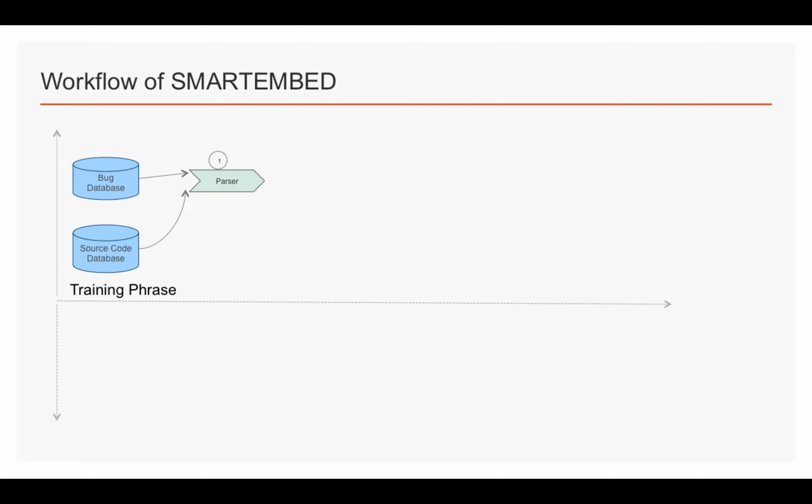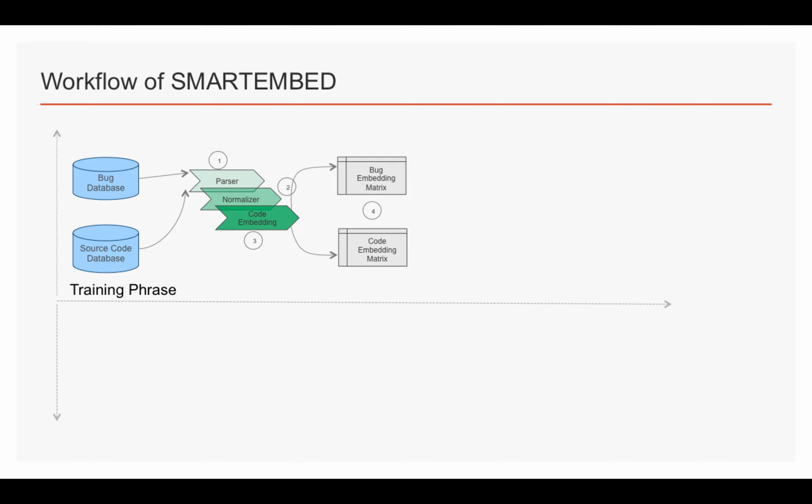By going through a parser, a normalizer, and a code embedding model, all the source code will be embedded into a code embedding matrix, and in the meanwhile, all the bug statements we collected will be encoded into a bug embedding matrix. Then we can apply our similarity checking methods for the downstream tasks. Similarity comparison is performed between two code pairs, and a similarity threshold governs whether a code fragment will be considered as code clones and clone-related bugs.